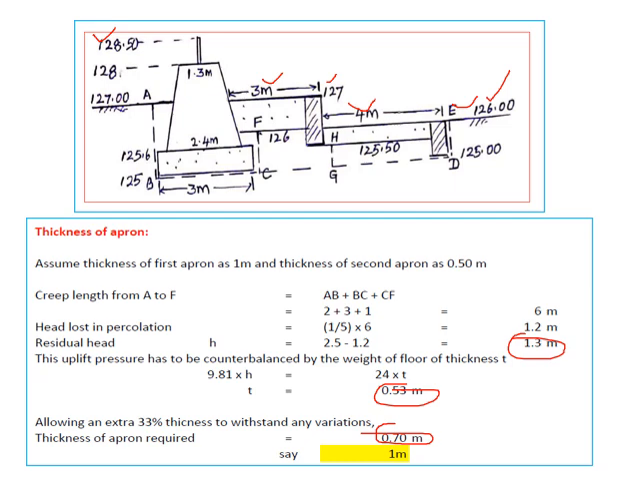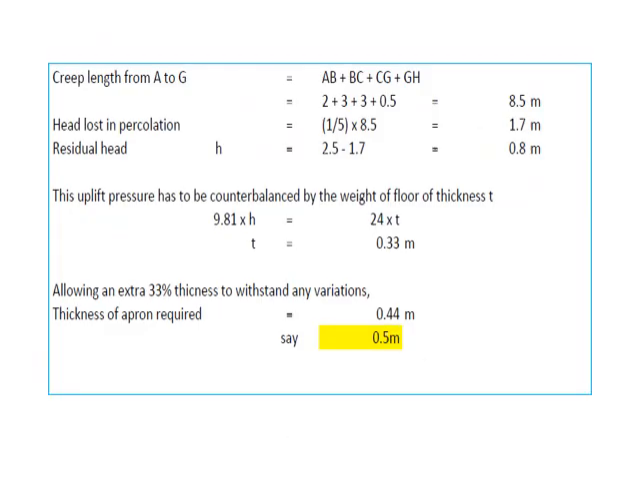This is what you do for the second apron also. You find the creep length, that is AB plus BC plus CG. CG you can approximately take as 3 meters. So therefore you will get the total creep length. Divide by 5, you will get the head lost in percolation. From 2.5 you deduct the head lost in percolation, you will get the residual head. So uplift pressure has to be equal to the weight of the floor. So that will decide the thickness here. That is what is done here.